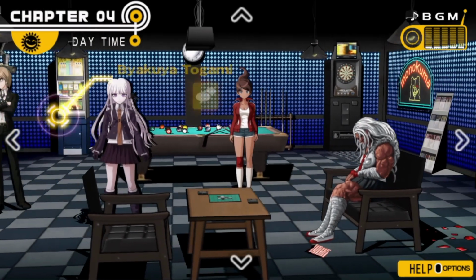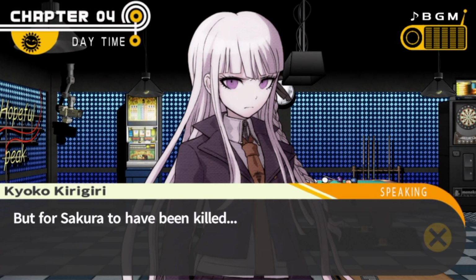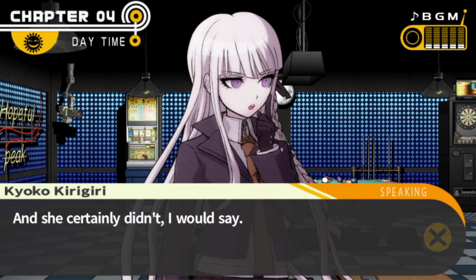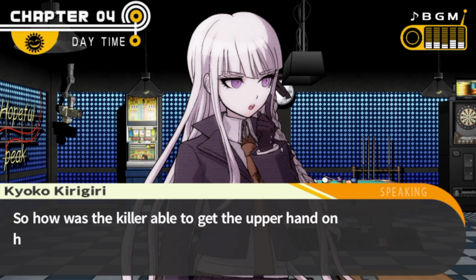Byakuya's account. Let's talk to Kyoko one more time. However, for Sakura to have been killed... Yeah, she's not the type who would go down without a fight. It's true. And she certainly didn't, I would say. She was the ultimate martial artist, strong in body, mind, and spirit. So how was the killer able to get the upper hand on her?